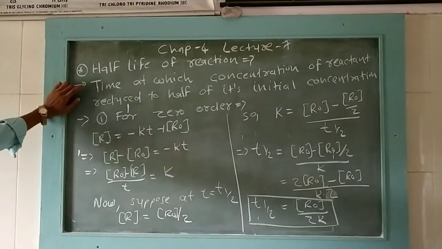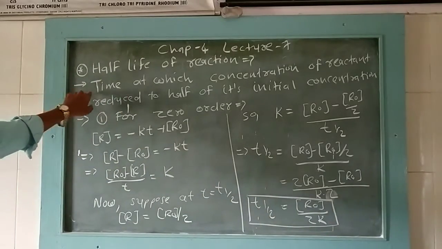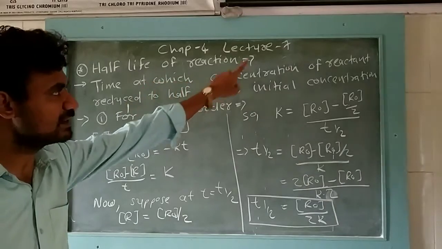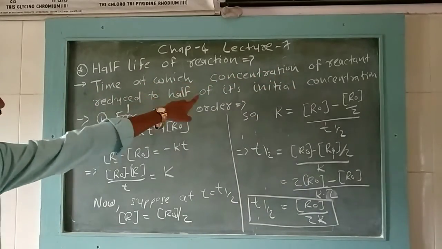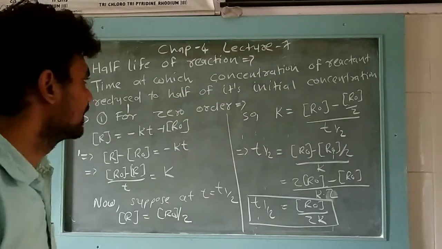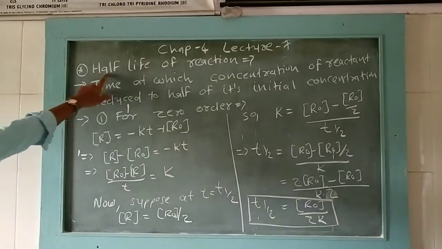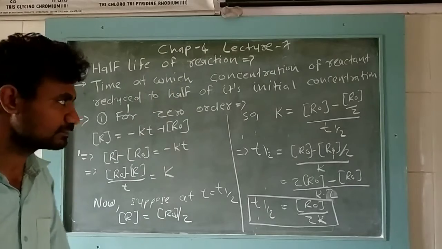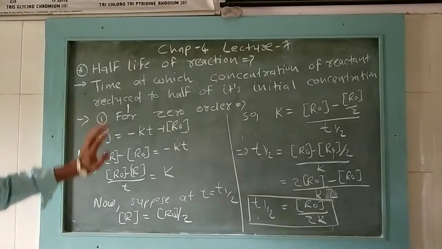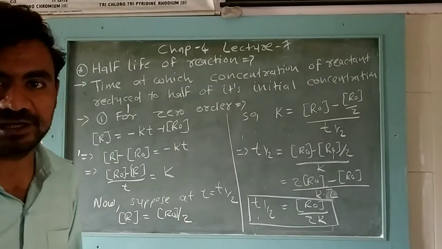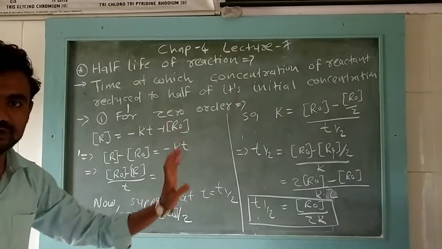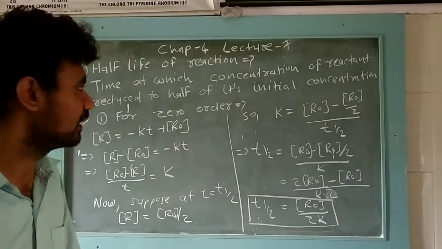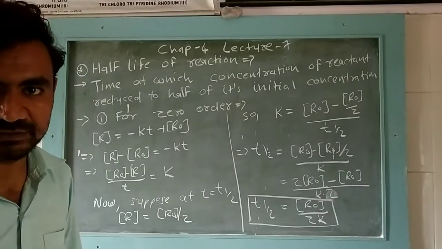So the definition is written here: the time at which the concentration of reactant is reduced to half of its initial concentration. That time is called half-life of reaction. Again, the time at which the concentration of reactant becomes half of its initial concentration is called half-life of reaction.